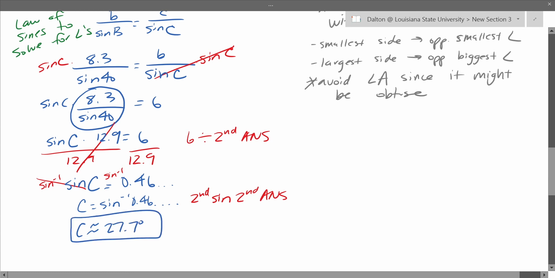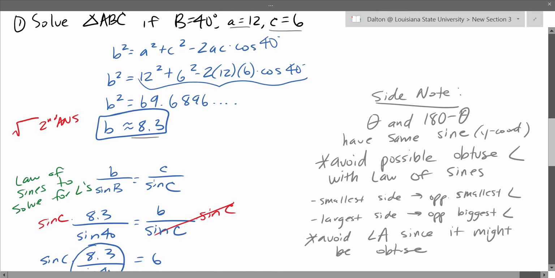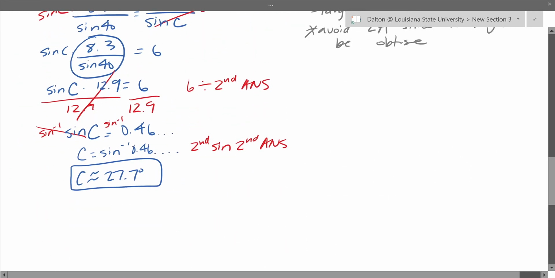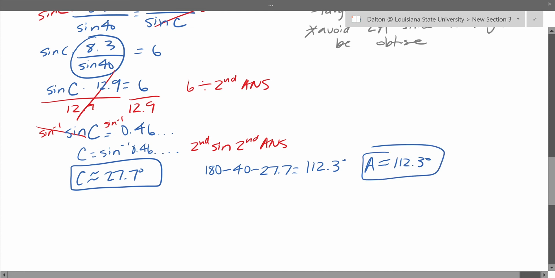So there's the second angle. We already knew that angle B from the problem is 40 degrees. We just solved for angle C, so the last thing we need to do is solve for angle A. If you know that the three angles of every triangle add up to 180, then we're simply going to do 180 minus 40 minus 27.7, and we're going to get about 112.3. So angle A is approximately 112.3 degrees. And as we supposed earlier, 112.3 is an obtuse angle.